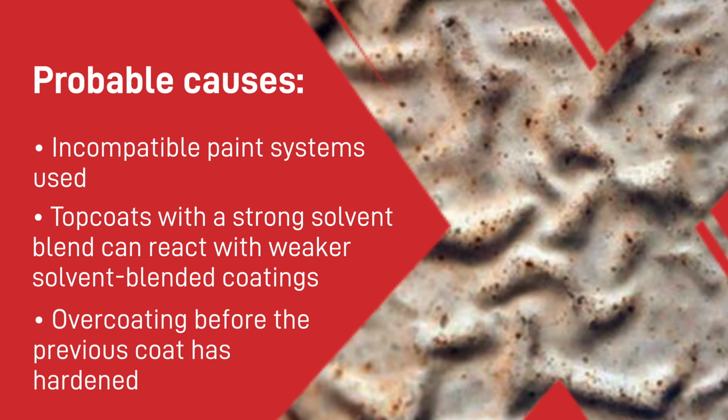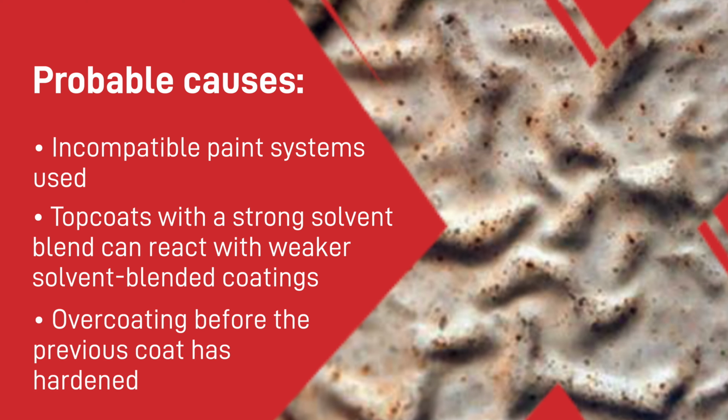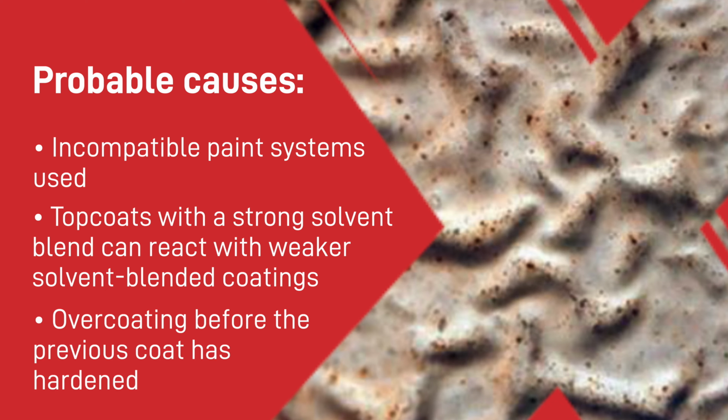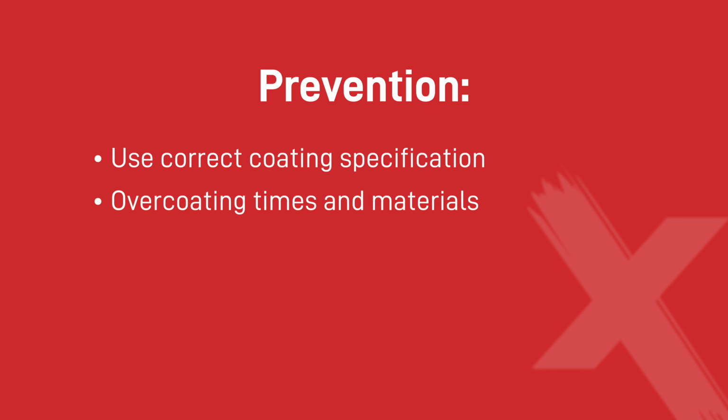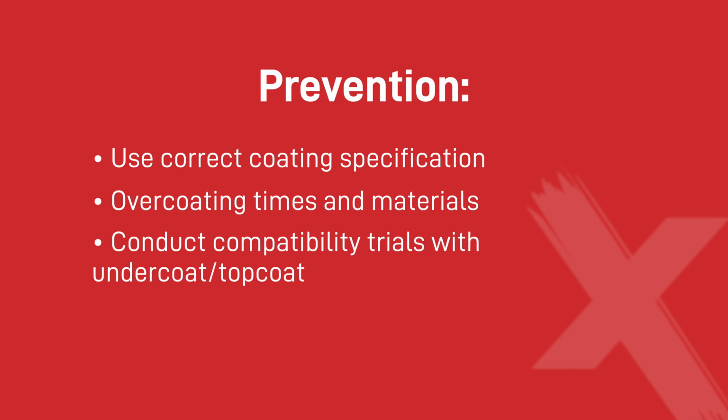Overcoating before the previous coat has adequately hardened is also a common cause of solvent lifting. The best prevention of solvent lifting is to use the correct coating specification, overcoating times and materials. Conduct compatibility trials with undercoats and top coats.